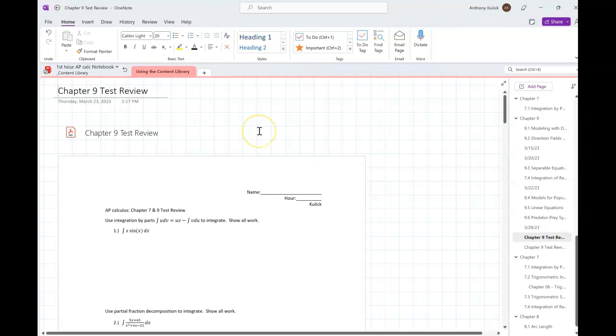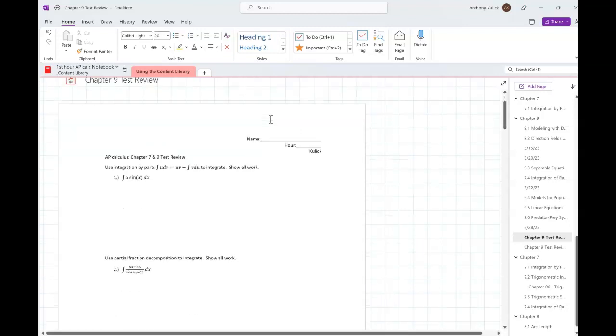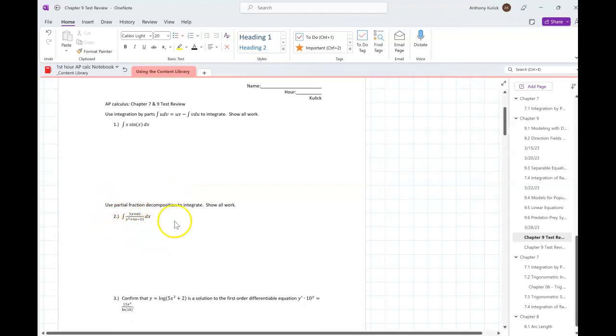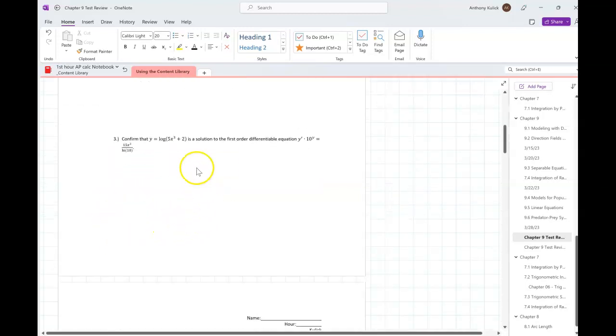Today, all I had planned was to make sure that you had all seen that I'd posted the review. The review and the test will be similarly formatted, so same kinds of questions, approximately the same quantity of questions. So you have an integration by parts problem, a partial fraction decomposition problem, just verifying that this is a solution to this differential equation.